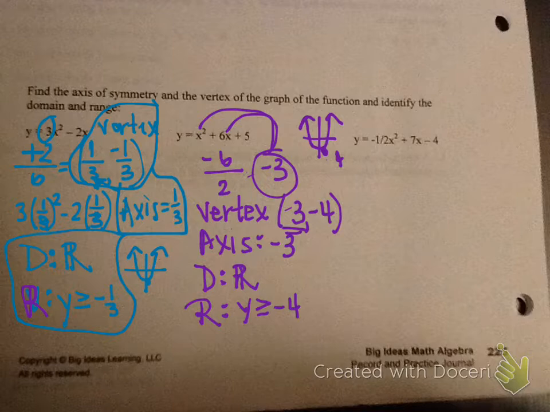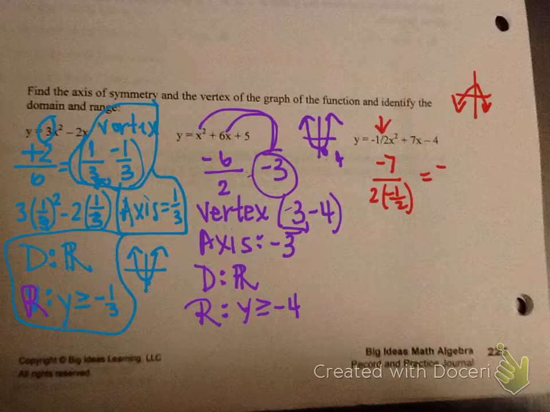And on the last one, this one now opens down because we have a -1/2 for our a value. So -b would be -7 over 2 times -1/2, which is -1. So -7 over -1 is 7. So our vertex is 7.